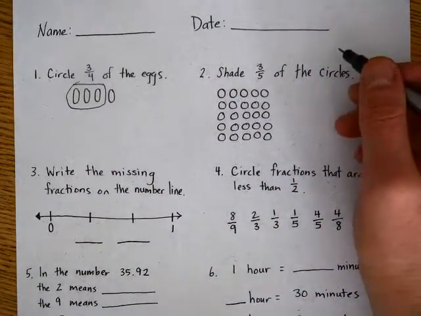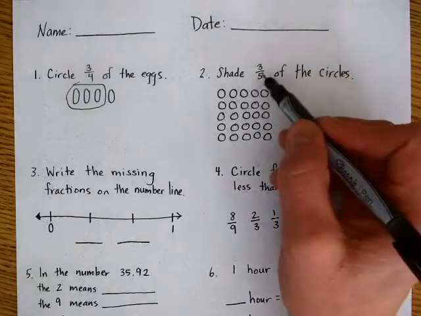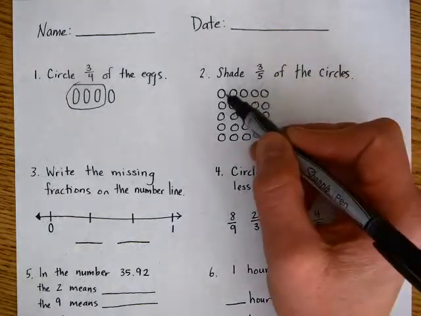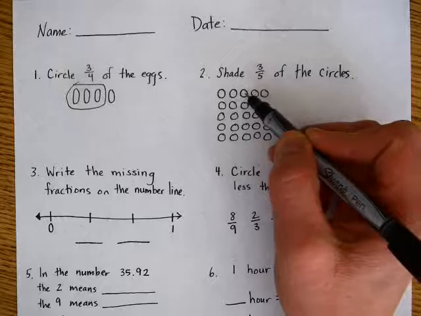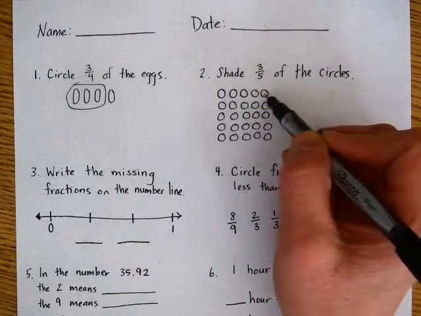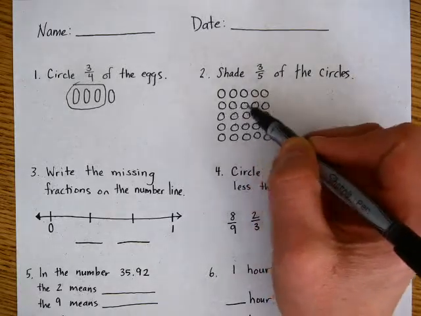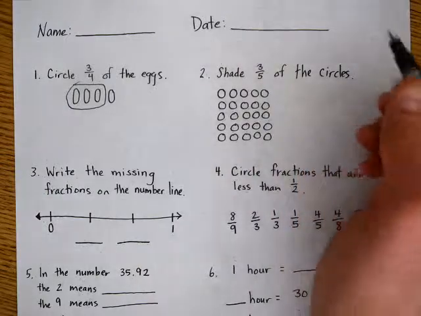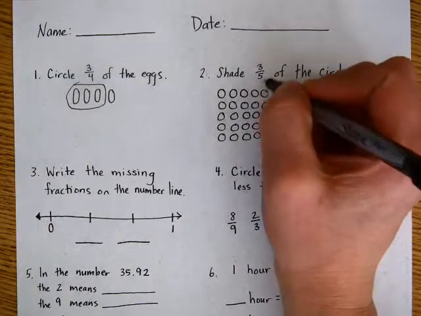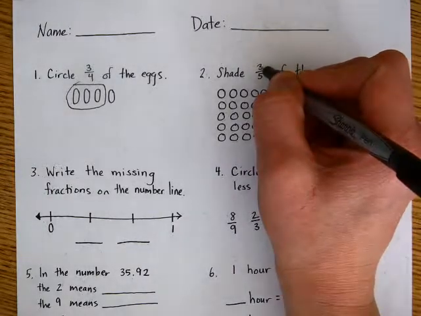This one is shade 3/5 of the circles. Now there's a couple ways we can do this. We can say, well, out of every 5 circles I'm going to shade 3. 1, 2, 3, and shade those. 4, 5, don't shade those. 1, 2, 3, I shade. 4, 5, I don't.